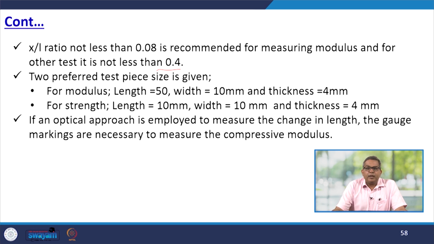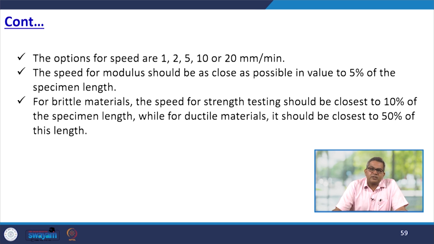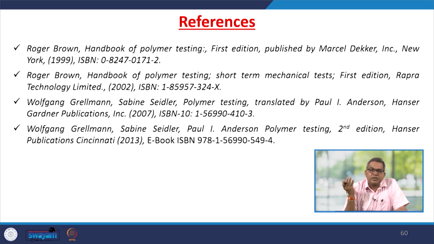If an optical approach is employed to measure the change in length, gauge markings are necessary to measure the compressive modulus. So, the options for the speed are 1, 2, 5, 10, 20 mm per minute, and the speed for modulus should be as close as possible in value to 5% of the specimen length. For brittle material, the speed of testing should be close to 10% of the specimen length, while for ductile material it should be closest to 50% of this length.